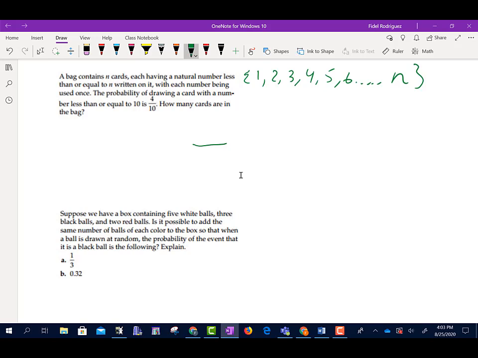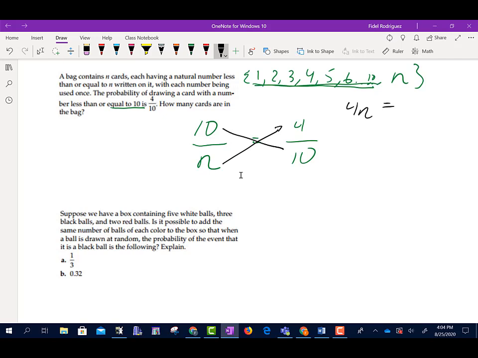First, we don't know how many cards are in the bag, but we know the probability is going to be 4/10. We're going to pick a number that is less than or equal to 10. How many numbers are less than or equal to 10? 10 of them. Now we want to solve this. We can do a little cross multiplying. So n times 4 would be 4n, and 10 times 10 would be 100. We divide both sides by 4 and we end up with 25, right?